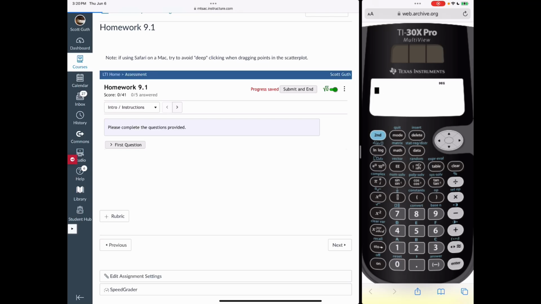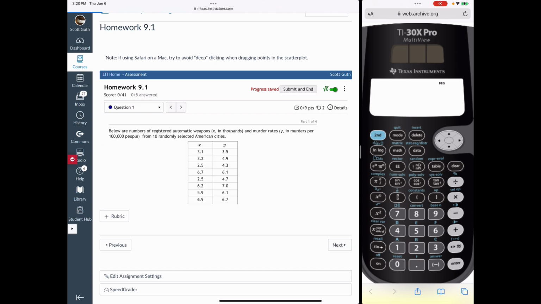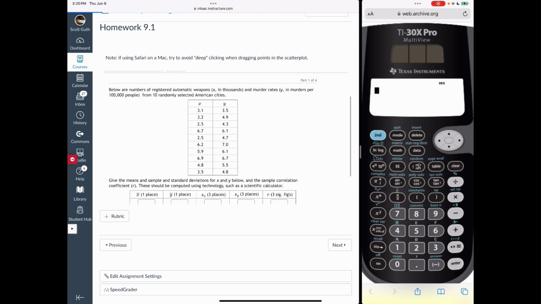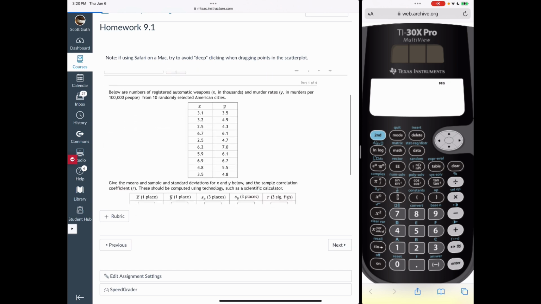Okay, hey everybody. I'm gonna put a little time into making a video on section 9.1 homework. So I think we just go ahead and look at the first question. That'll probably be sufficient. And this is really similar to the one that we did in class.